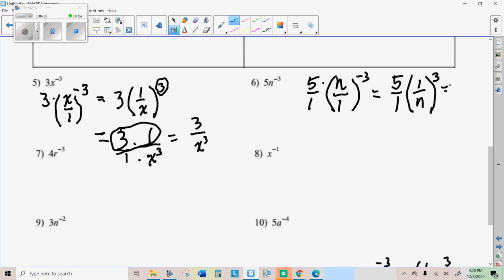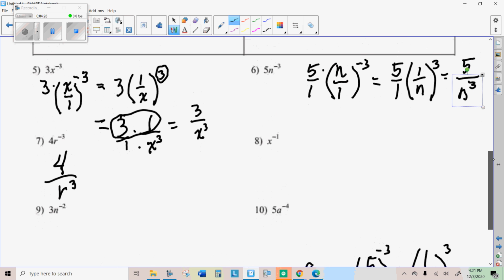And so this equals 5 times 1 times 1 times 1 on top, which is 5. And on the bottom, we have 1 times n times n times n, which is n to the third. Why don't you go ahead and try number 7, see if you get it right. You should have got 4 over r to the third.